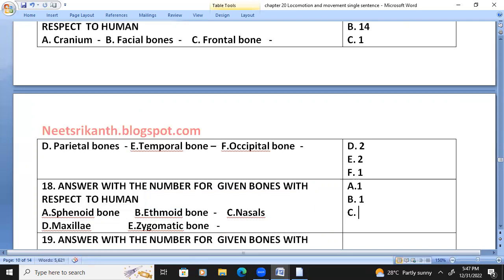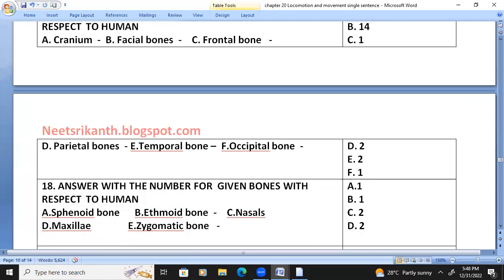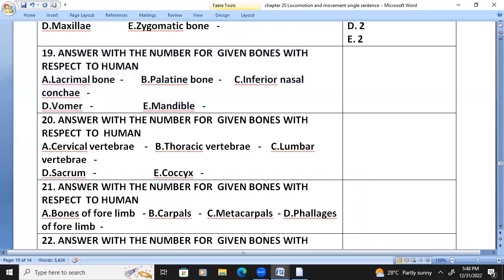Nasals 2. Maxillae 2. Zygomatic bone 2. Lacrimal bone 2. Palatine bone 2. Inferior nasal conchae 2. Vomer 1. Mandible 1.